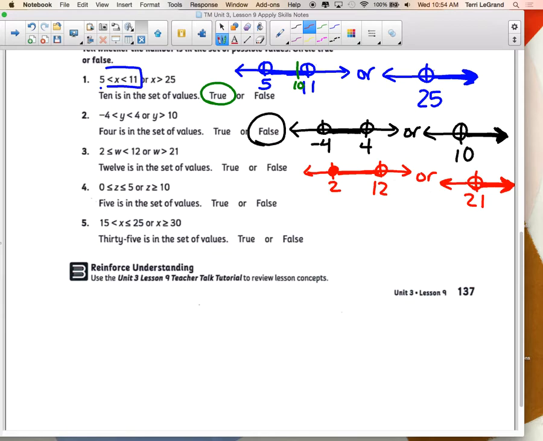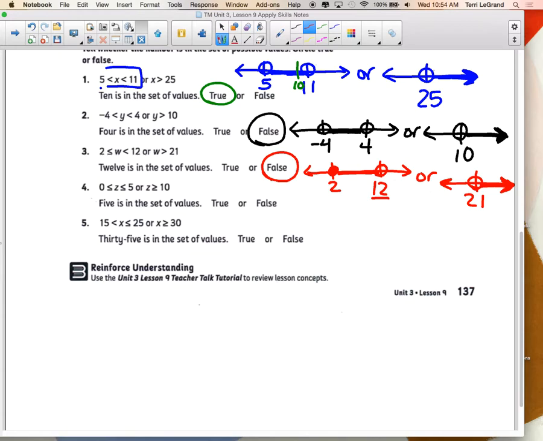Because it's asking us about 12. Where's 12 at? Well, it's right here. Is 12 included in that one? No. Where's 12 at in this one? Well, it would be over here to the left somewhere, wouldn't it? It's not in the shaded region there either, so it is false, isn't it? Okay.